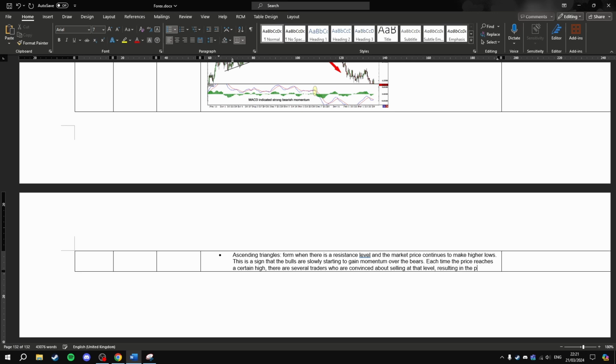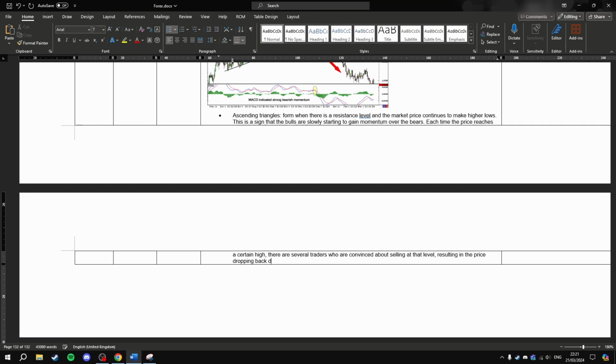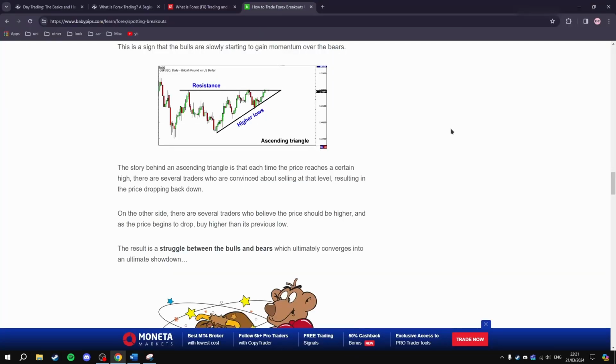Resulting in the price dropping back down. On the other side, there are several traders who believe the price should be higher, and as the price begins to drop, buy higher than its previous low.